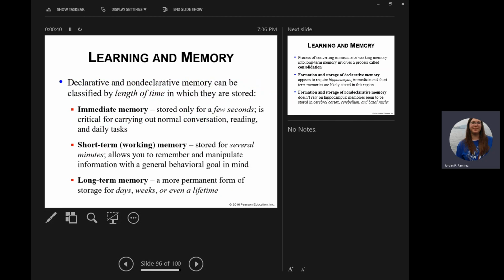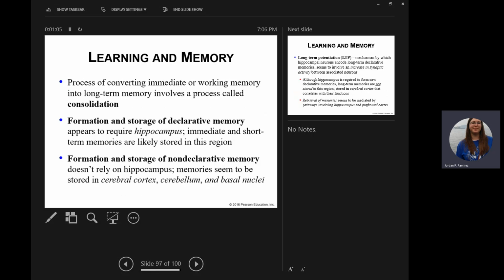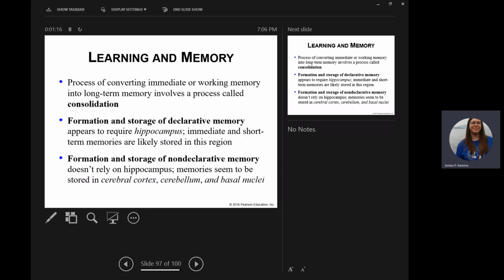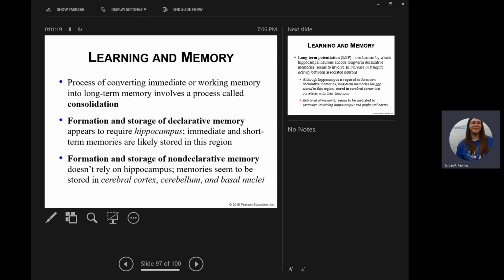Declarative and non-declarative memory can be classified by length of time in which they're stored. Immediate memory is stored only for a few seconds and is critical for carrying out normal conversation, reading, and daily tasks. Short-term or working memory is stored for several minutes and allows you to remember and manipulate information with a general behavioral goal in mind, versus long-term memory, a more permanent form of storage for days, weeks, or even a lifetime. Again, I wish I could show all kinds of disorders, but we're running short on time. If you want to see some videos associated with amnesias and such, there's all kinds of cool videos associated with that.